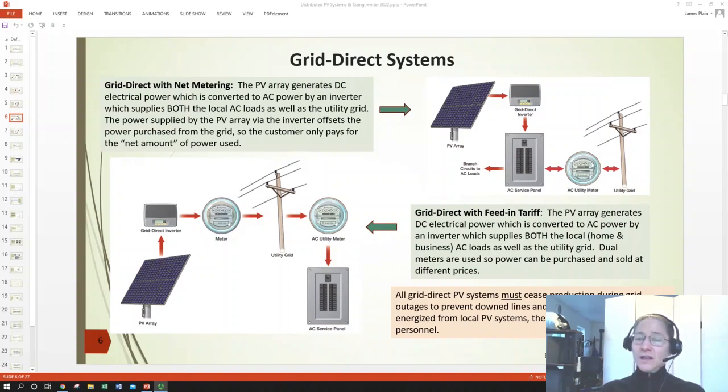because you are in both cases directly connected to the grid, and the utility will have to have a means of literally shutting down your inverter automatically in the event that these lines go down and your generation could energize a system that needs to be de-energized for safe work.